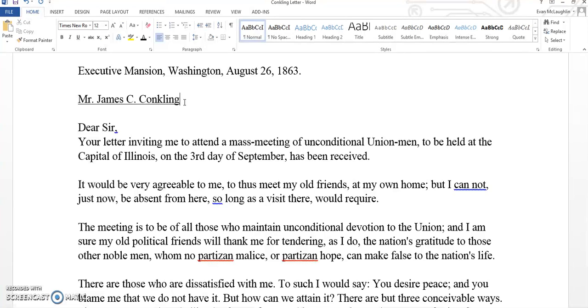But instead, Abraham Lincoln writes a letter, and he instructs James C. Conkling to read this letter slowly to the audience. And we will see that in this letter, Abraham Lincoln convinces his audience that he has not entertained peace proposals from the South, and he justifies the Emancipation Proclamation as a necessary and constitutionally protected war measure. He also defends the Emancipation Proclamation's provisions to arm African Americans to fight in the Civil War.